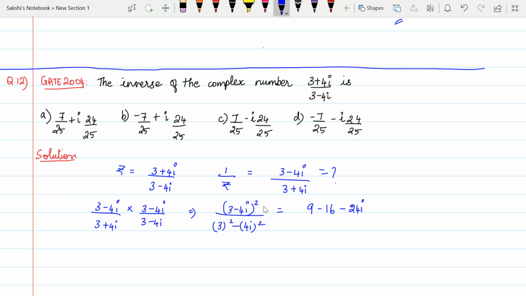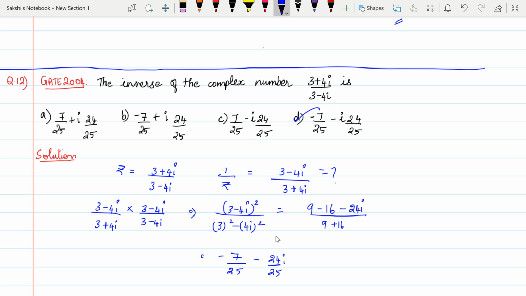minus 24i the whole divided by 9 plus 16. So 9 minus 16 will give you minus 7 divided by 25 minus 24 by 25 into i, which, okay, option D satisfies the answer for this question. So therefore, whenever you have any complex number such in the denominator and you don't know how to solve that, then the first step that you have to do is you have to take the complex conjugate.